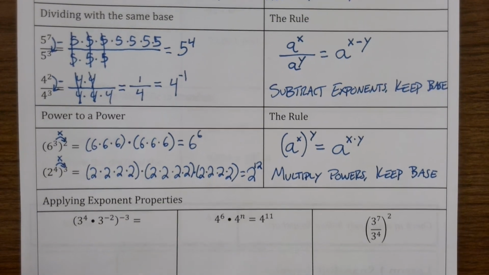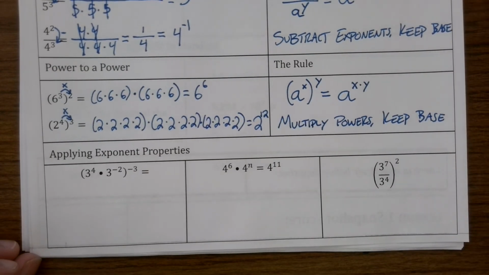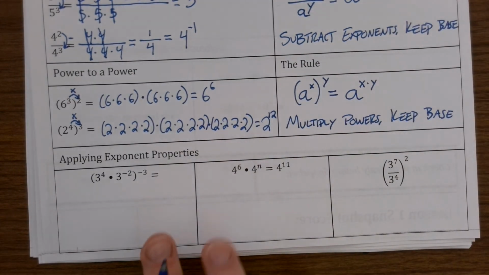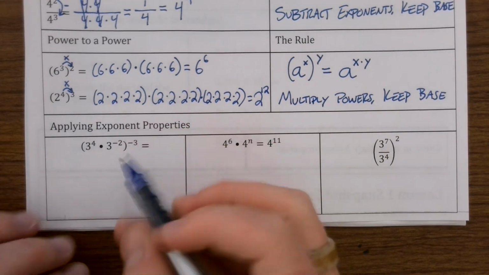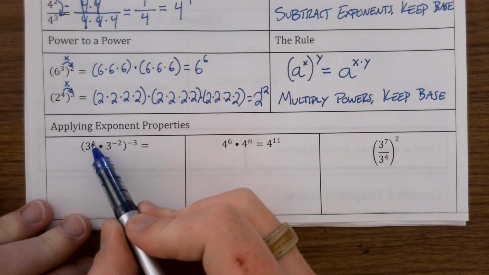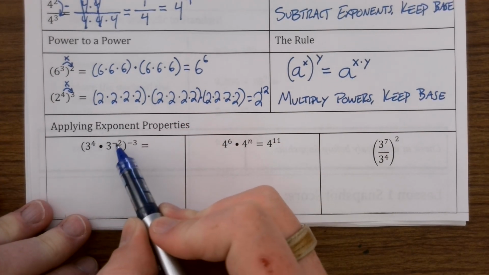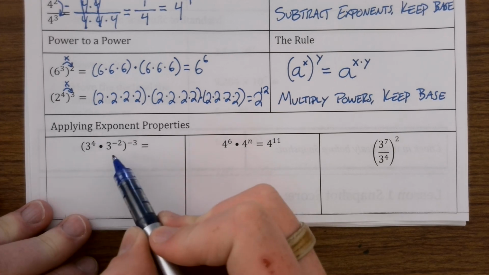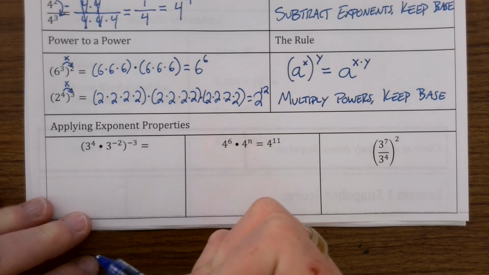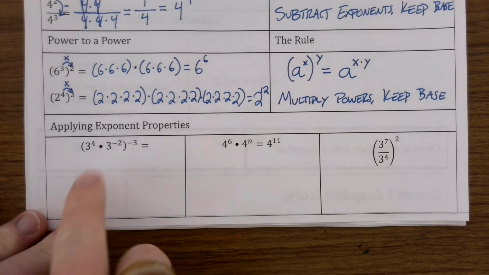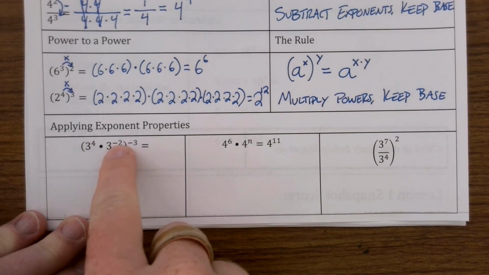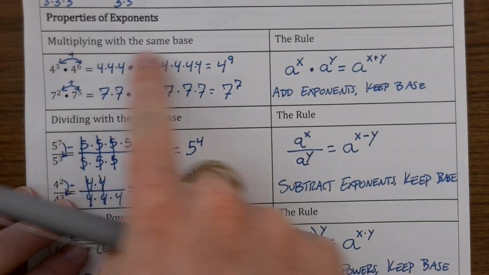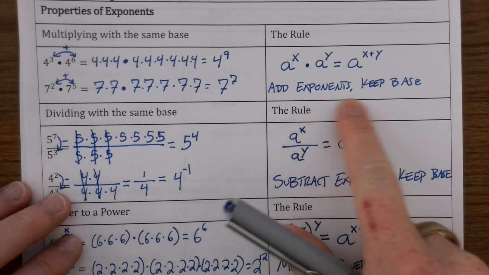All right, I know this video is running a little bit long, so let me try to wrap up this last piece fairly quickly. Let's do some practice with multiples of these. Here we have an example of one. We have 3 to the 4th power times 3 to the negative 2nd power, and all that in parentheses, to the negative 3rd power. Here we're multiplying the same base, different exponents. So multiplying with the same base, we add exponents and keep the base.